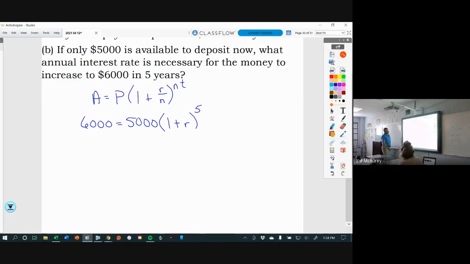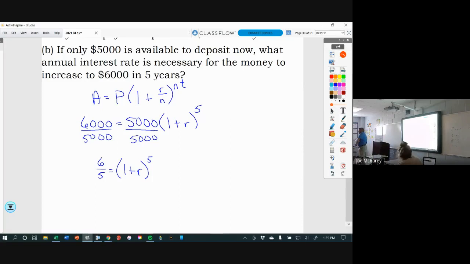Great idea. Yeah, this 5,000 is multiplied by this, so we're not going to subtract it. You have to do the opposite of multiply. Now, I'm not going to do any rounding. 6,000 divided by 5,000 is 1.2, or 6/5. We can go either way, as long as you're not rounding. Do you want 6/5 or do you want 1.2? 6/5 I heard first. So I'm going to call this 6/5 is equal to 1 plus R to the 5th power.